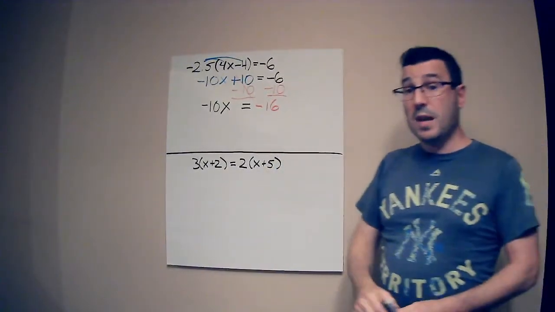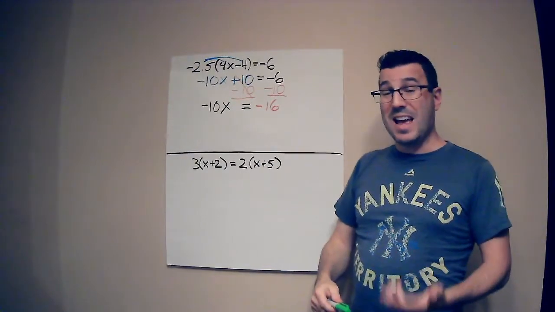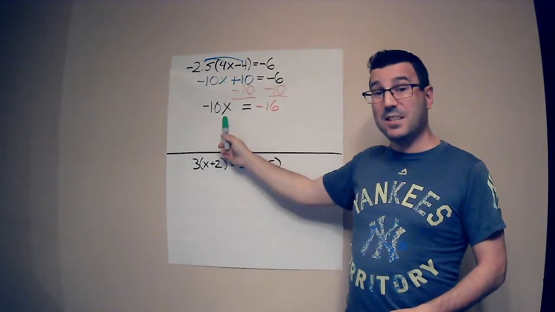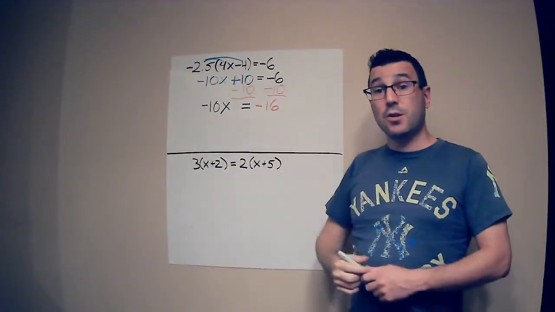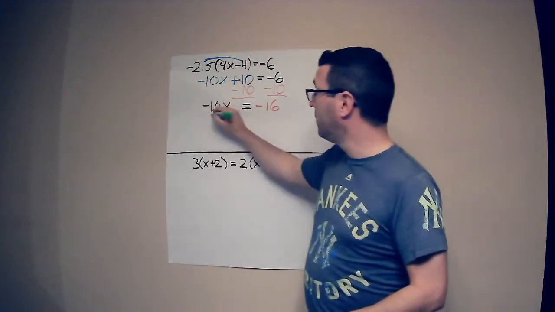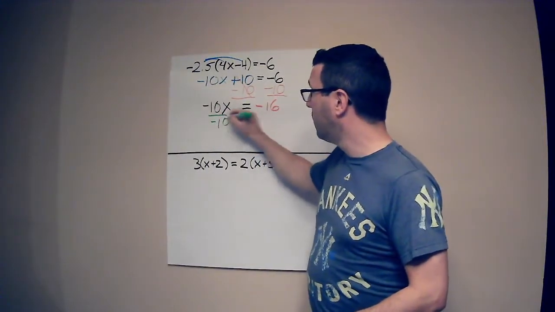Do I have multiplication or division on the same side as the variable? I do. I'm multiplying x by negative 10. So I'm going to perform the opposite operation. I'm going to divide both sides by negative 10.